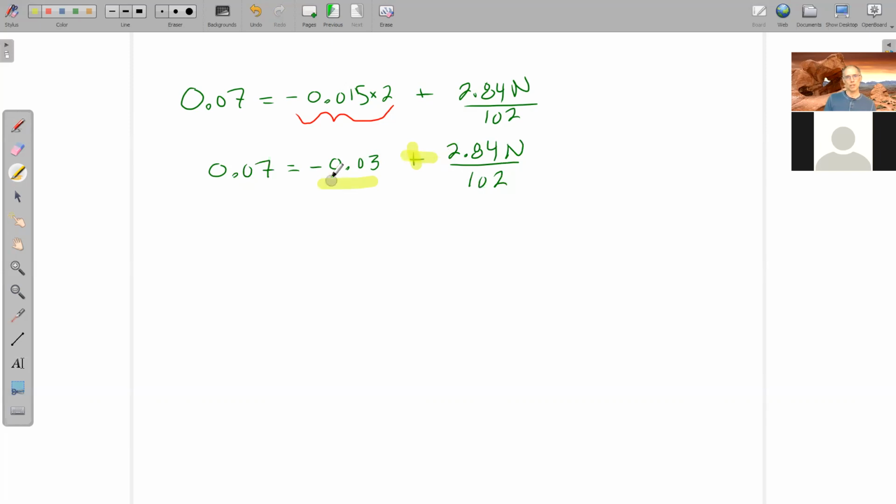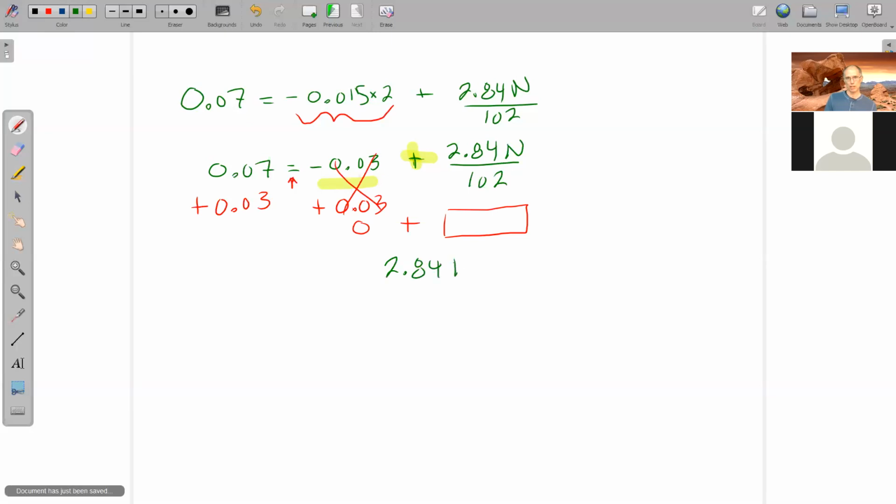So it's added on. It's a negative number. So to get rid of it, I'm going to have to add it. If I add it to itself here to keep the equation in balance, I have to do the same thing on the other side. And the point here, negative, I lose 0.03, then I gain 0.03. Altogether, that adds up to 0. 0 plus anything is that thing. So on the right side, I've just simplified this down to 2.84 n over 102, and it's equal to 0.07 plus 0.03, which is 0.1.